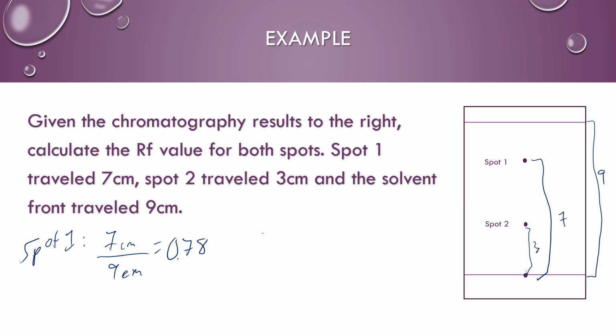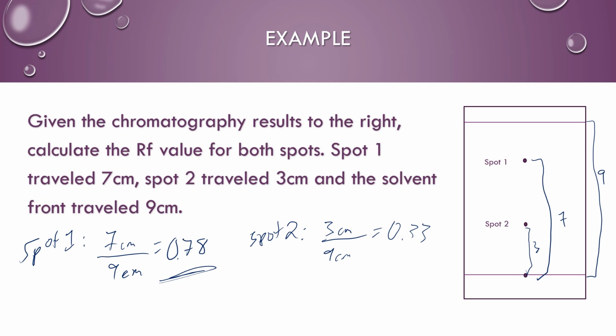And then for spot 2, the distance that the spot traveled was 3 centimeters. The distance that the solvent traveled was 9 centimeters. And so you get 0.33. And so you can see the larger RF value, spot 1, must have stronger intermolecular attractions to the solvent than spot 2.